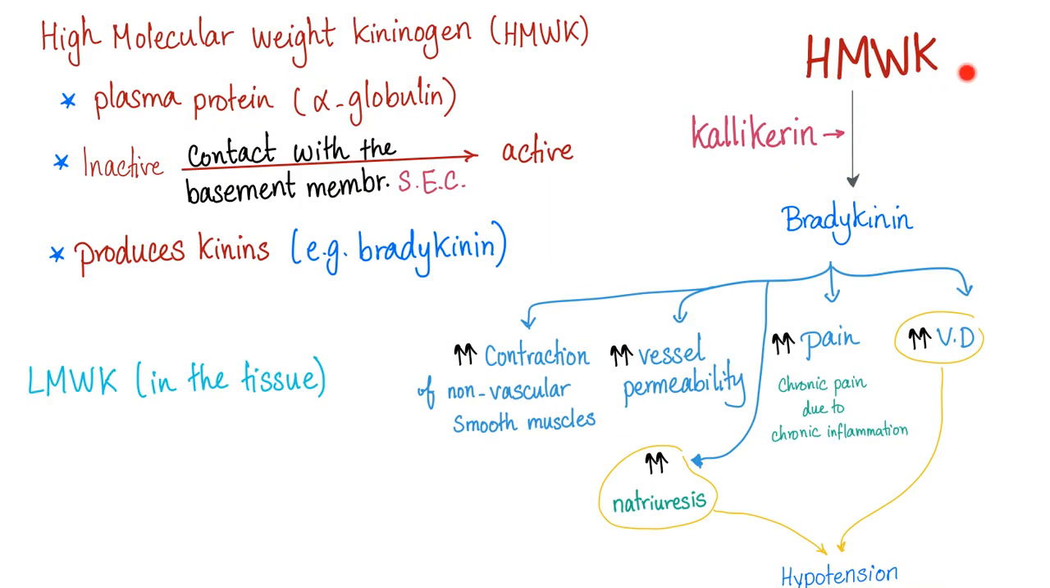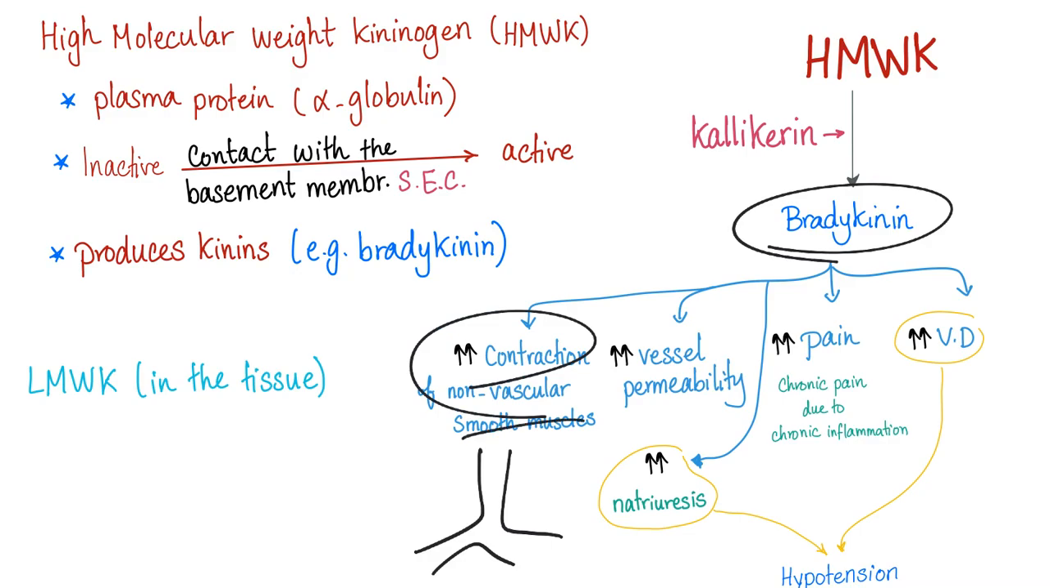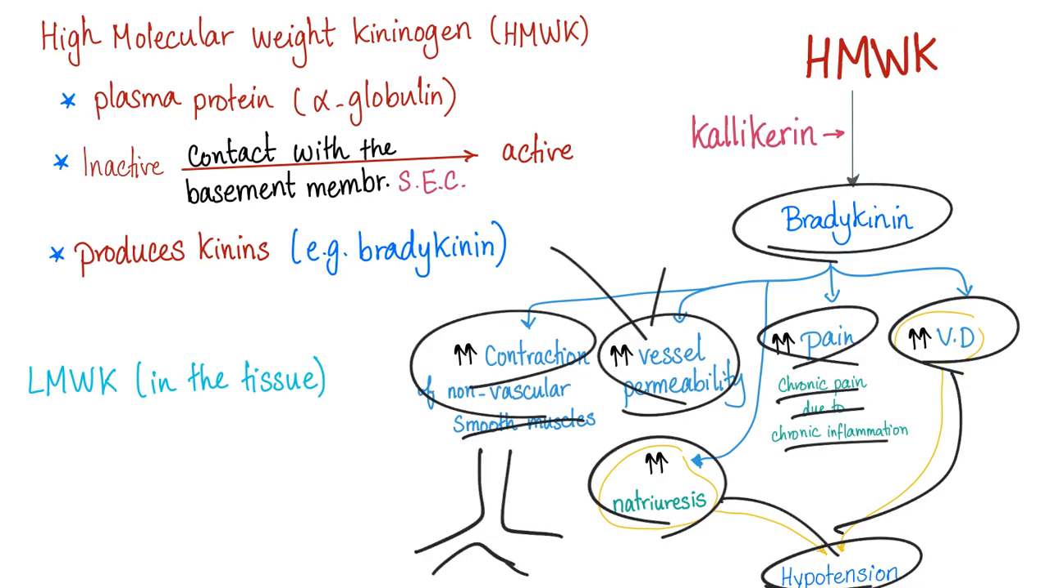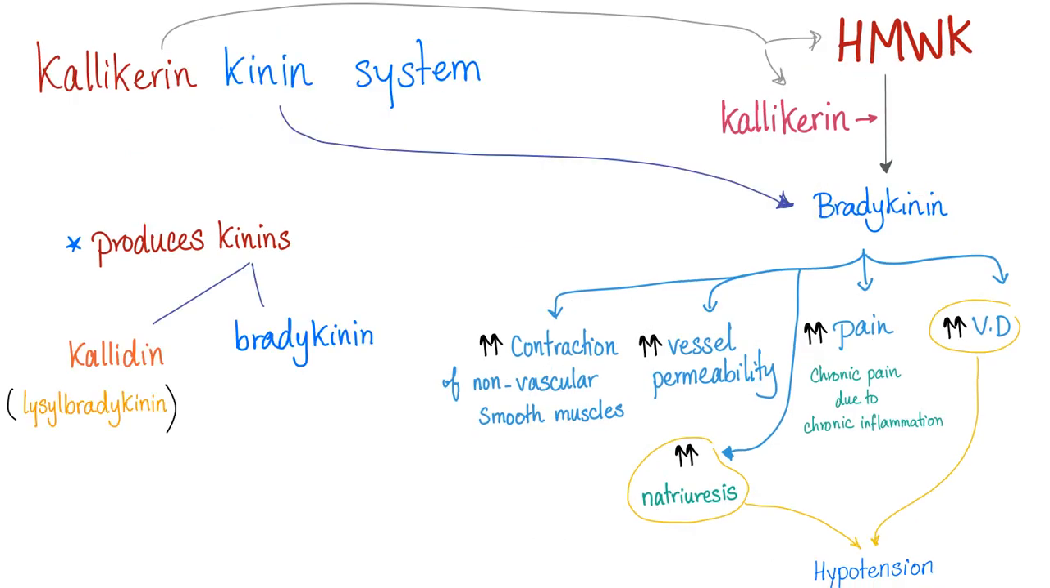What happens when you convert the high molecular weight kininogen into bradykinin? Bad things. Okay, pro-inflammatory things. Contraction of non-vascular smooth muscles such as your bronchioles. Increased vessel permeability leading to angioedema and pus. Increased natriuresis. Increased vasodilation together leading to hypotension. And increased pain, chronic pain due to chronic inflammation, not the acute pain that you get when you hit your little toe into the sofa. High molecular weight kininogen into bradykinin thanks to kallikrein. That's why we call it the kallikrein-kinin system.